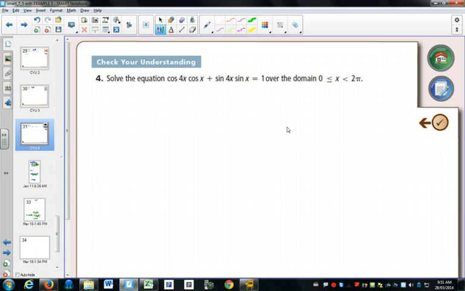So then when I'm looking here, I'm asking, is there a formula where I have cos alpha cos beta plus sine alpha sine beta equals 1? Do I have that somewhere so I could take it from the right-hand side of those formulas and change it to the left-hand side? And yes, there is one. It is cos of alpha minus beta, where alpha is 4x and beta is x.